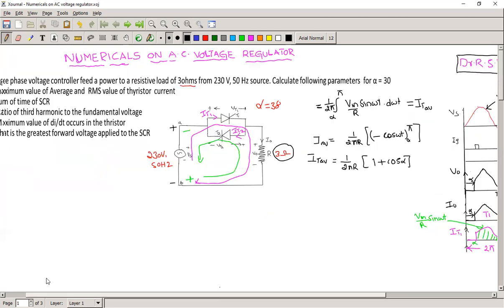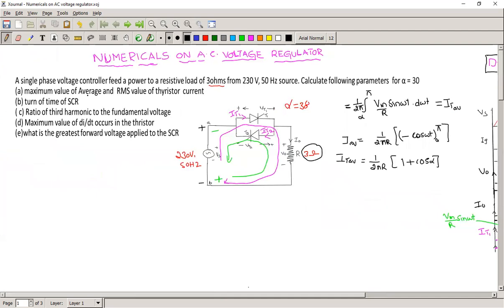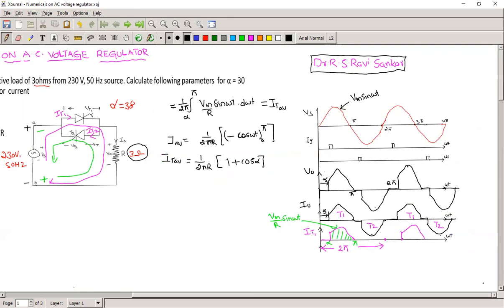it is asked that, see here, maximum value of average and RMS value of the resistor current. So to find the maximum value of average current, you have to make alpha equal to 0. So the maximum current is passing when alpha equal to 0 here. Alpha should be equal to 0 in the above expression. So IT maximum equal to 1 by 2 pi R. This is cos 0, nothing but a 1. Here we get the 2.